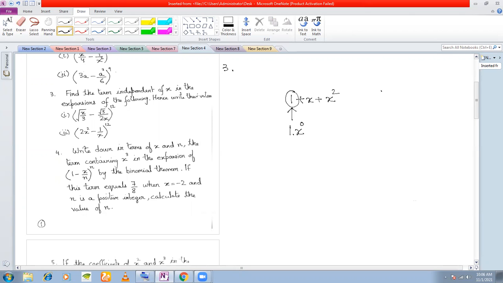So similarly, if I give you this expression, this is the term independent of x. That means this term contains the power of x as 0, right? So this is what you must know, that if a term is independent of x, that means it must contain the power of the variable as 0. Okay, so now once we know the meaning of this, we attempt this question. Find the term independent of x in the expansion of the following. Hence, write their value.